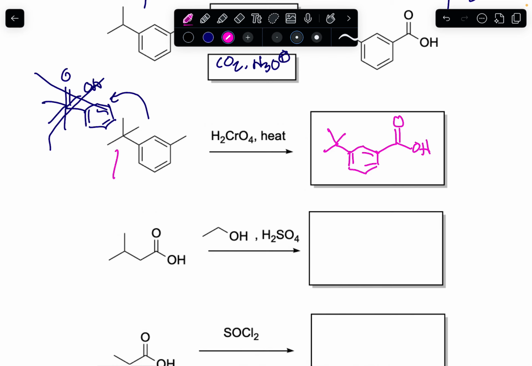So this would require C to C bonds breaking. If we formed a carboxylic acid there, the general rule is you don't want to break C to C bonds here. You just want to make a carboxylic acid at primary.